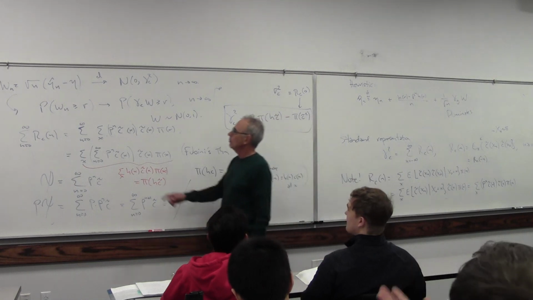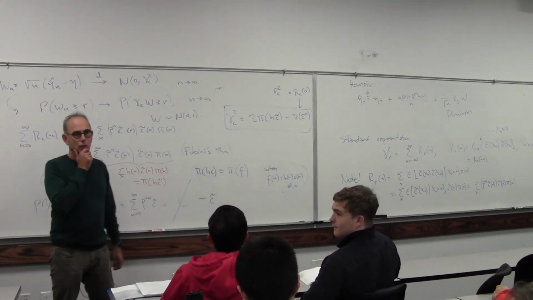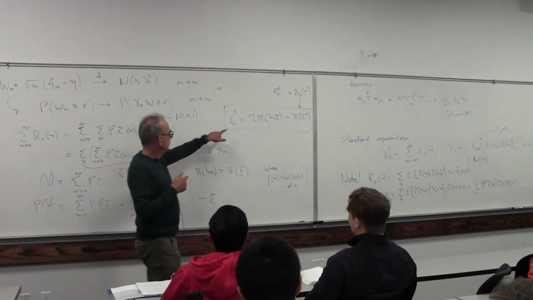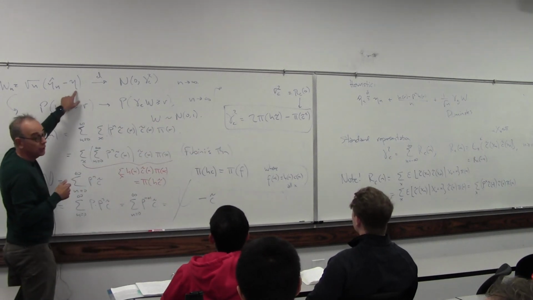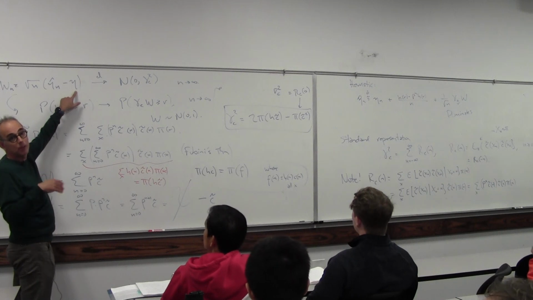Well, you could compute this number. Which number? Well, gamma c squared. Well, the thing is that computing this is way more complicated than computing that. So we're only going to hope to get bounds.